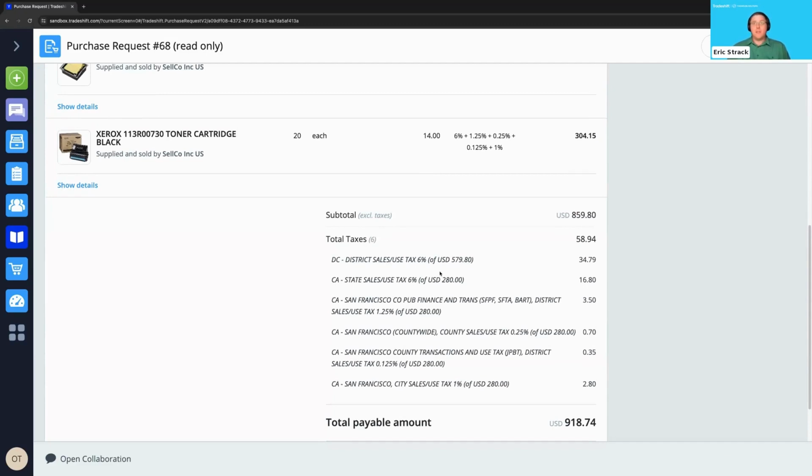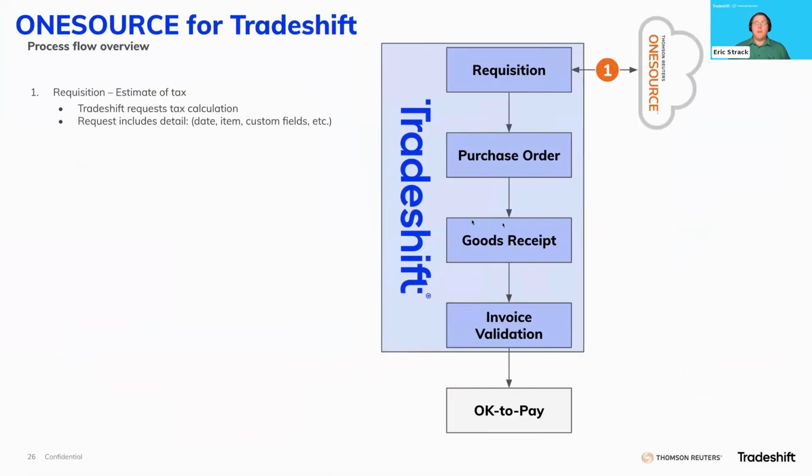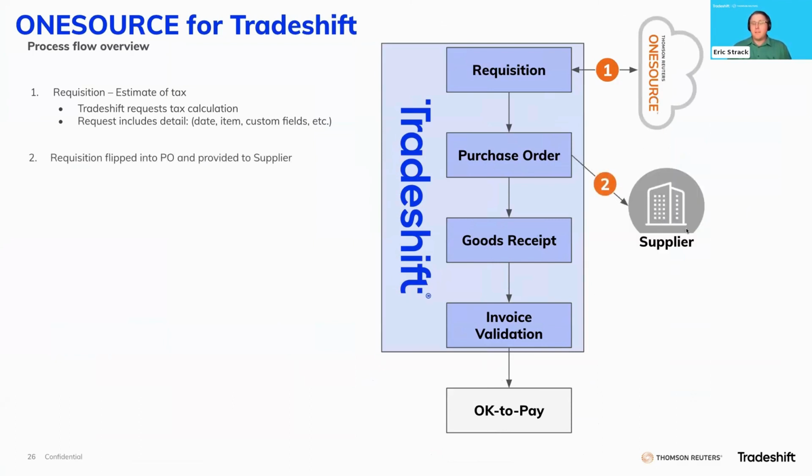So what we just saw was a purchase request being created in Tradeshift. We saw that requisition. We saw the call out to the ONESOURCE engine. We then saw the purchase order sent out to the supplier.